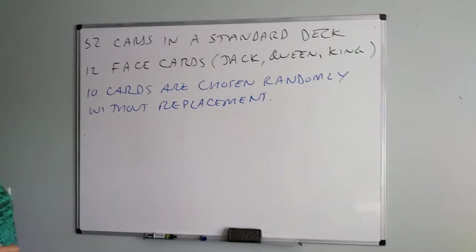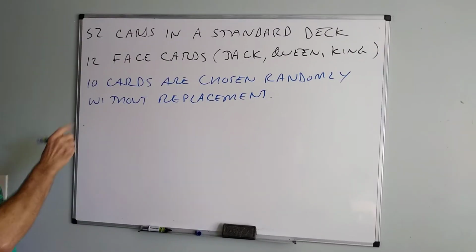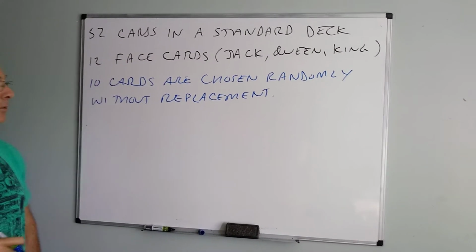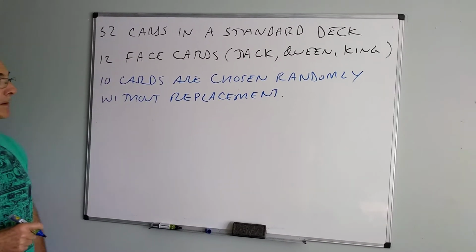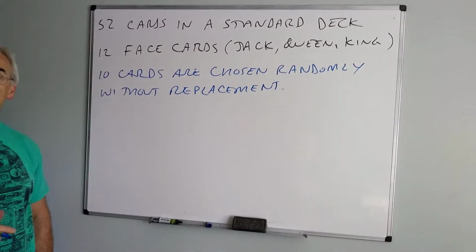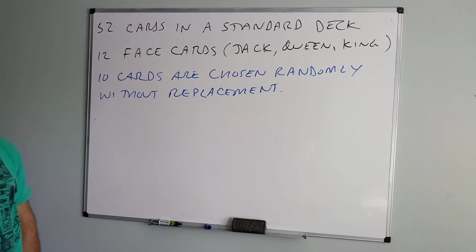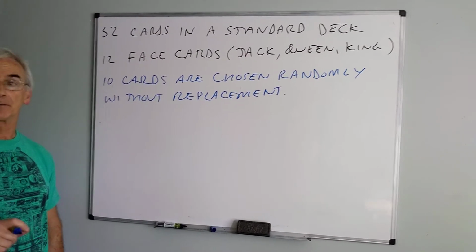Now suppose we have a standard deck of 52 playing cards where there are 12 face cards, the jack, the queen, the king of the 4 available suits. I'm going to choose 10 cards at random simultaneously, so therefore without replacement, and I'd like to find the probability that at least 2 of them are face cards. So once again, let's start with the complement. Let's suppose that none of them are face cards.